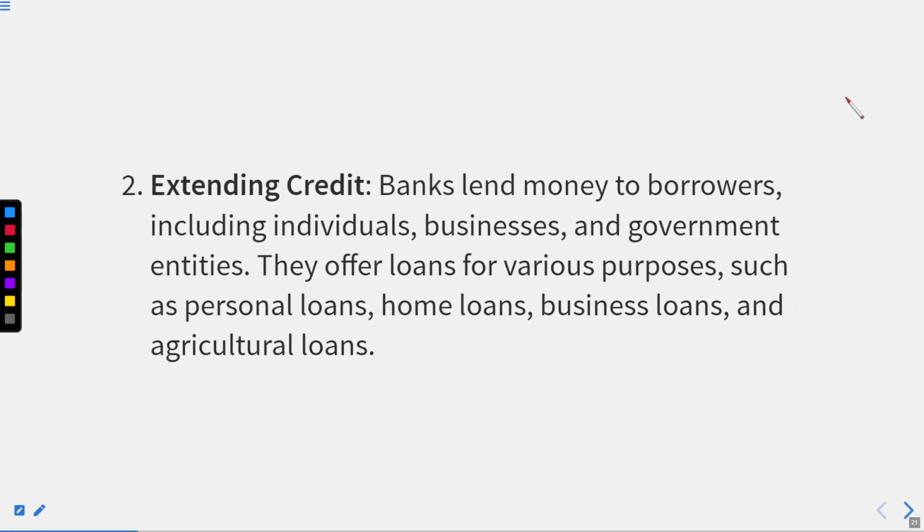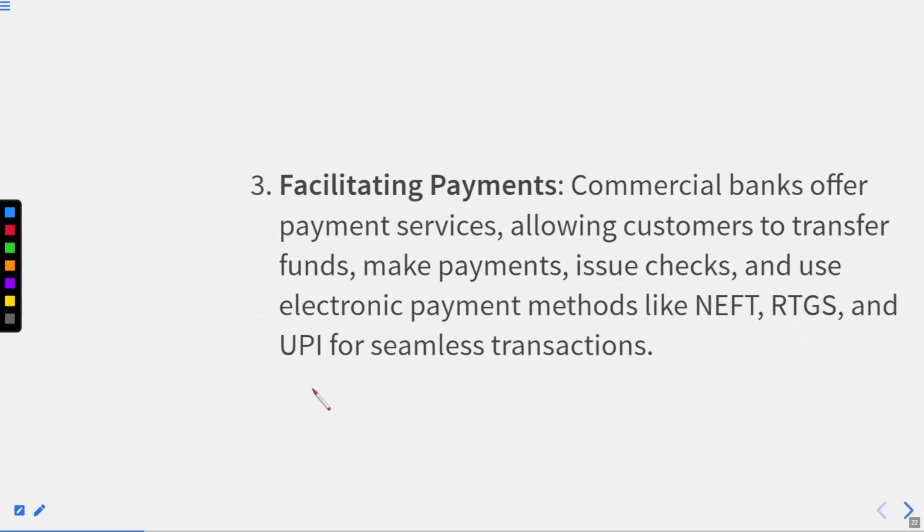Okay, second function is extending credit. Banks lend money to borrowers, including individuals, businesses, and government entities, and offer loans for various purposes such as personal loans, home loans, business loans, and agricultural loans. Okay, not only are they accepting deposits, but they are also providing loans for various purposes, like a personal loan for yourself, a home loan to buy a home, a business loan to invest in the business, and agricultural loans to invest in agriculture.